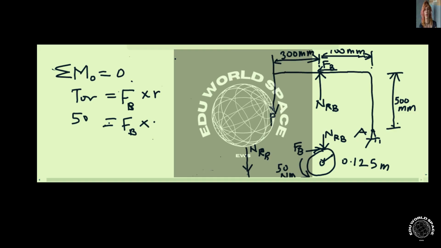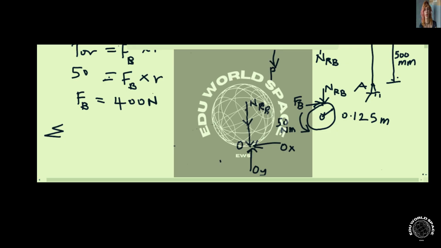Plug in your values there. You get your FB to be equal to 400 Newton, where the radius 0.125 is there on the board for you.